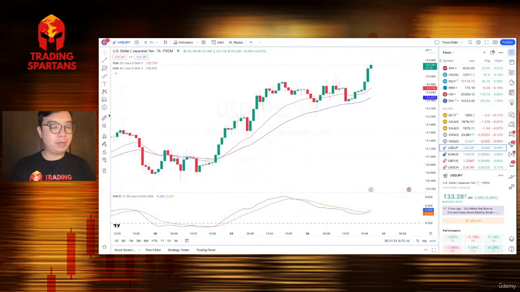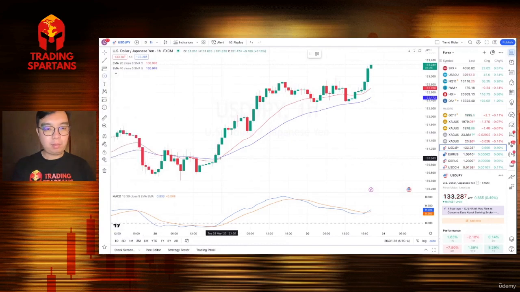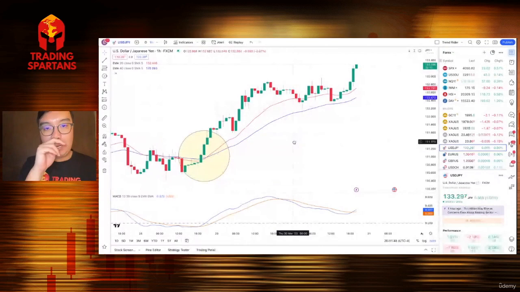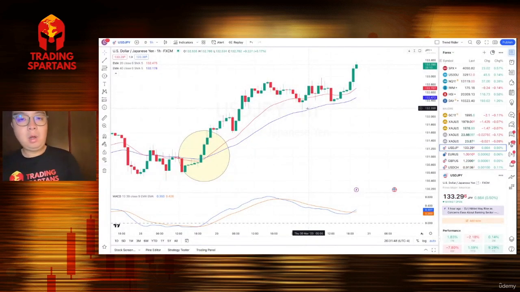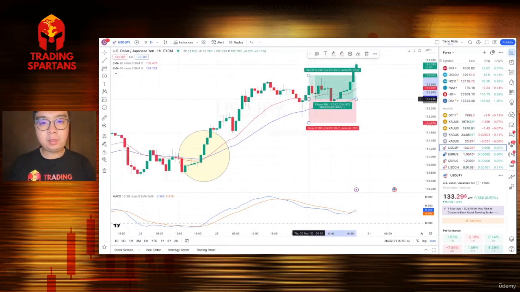Let me just go through it straight away. Price crossover here. You can see that the EMA 20 crosses above EMA 40. This is a live chart. You can see that price moved up higher, and actually touched our EMA 20 here, so we could have entered a trade here already. So for example, here, I'll enter a trade.